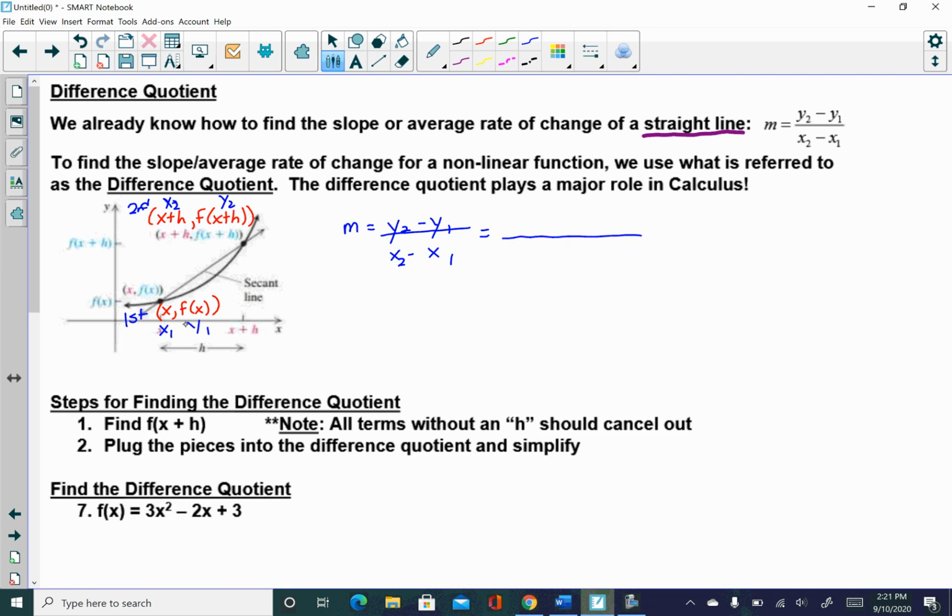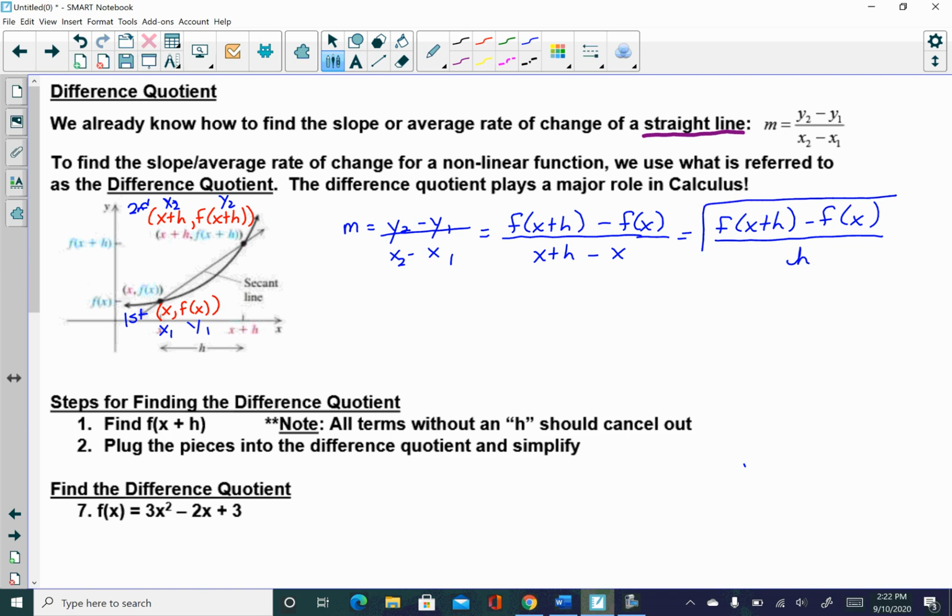So y2 in my function here is f of x plus h minus y1, f of x, all divided by, on the bottom, x2, so x2 is x plus h, minus x1, so minus x. I can't do any cleaning up top, so I'm just going to rewrite that, f of x plus h minus f of x. But on the bottom, these x's, hopefully you agree, cancel out. You've got a positive x and a negative x. They cancel out and just leave you with an h on the bottom.